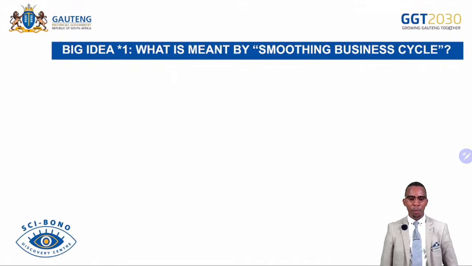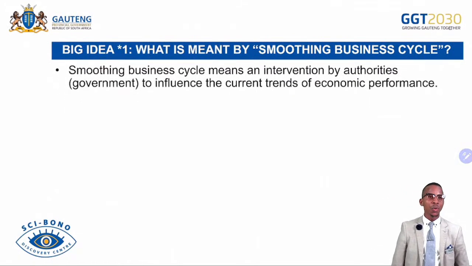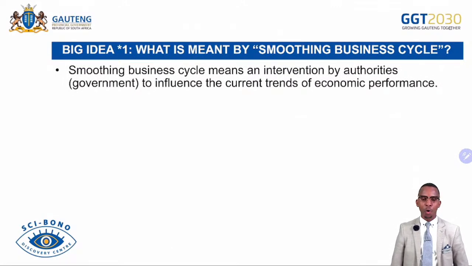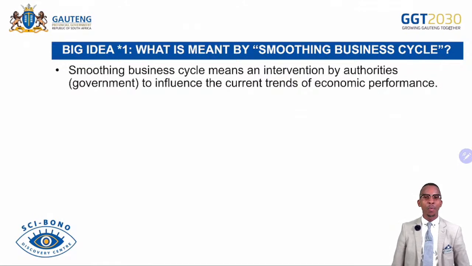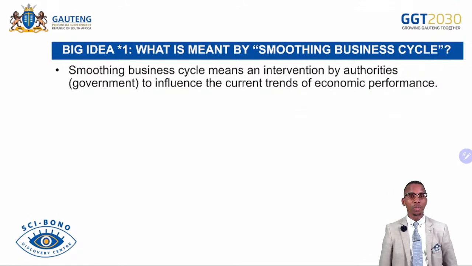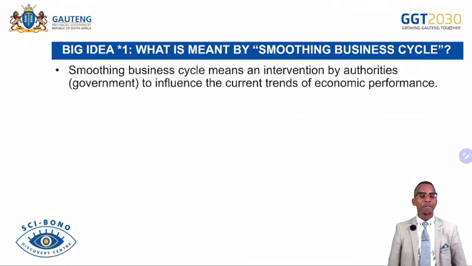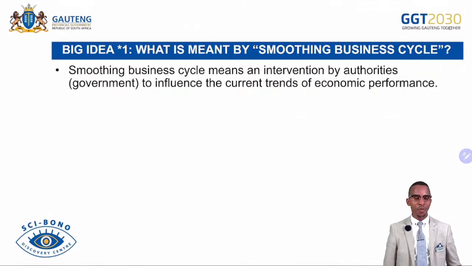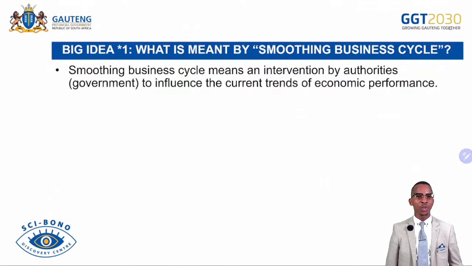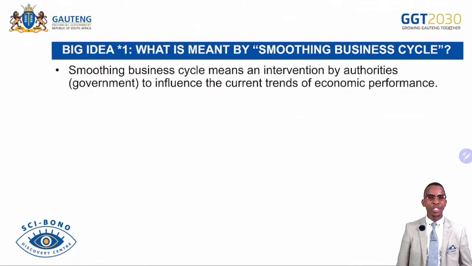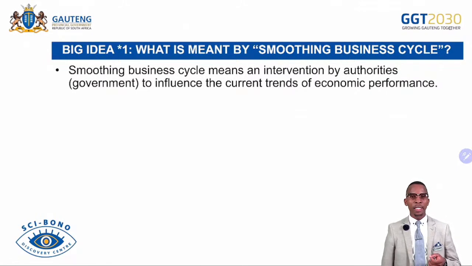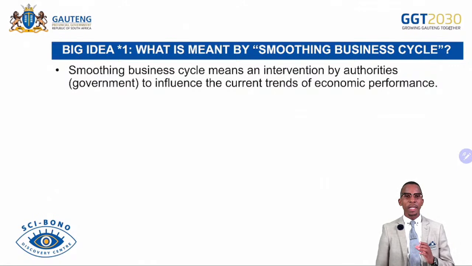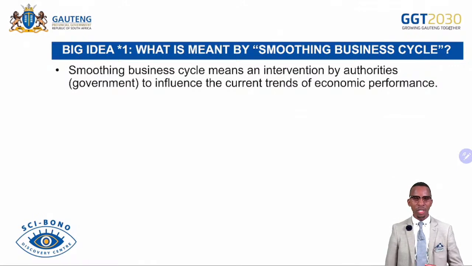So bigger idea number 1: what is meant by smoothing the business cycle? Smoothing the business cycle means an intervention by authorities or the government to influence the current economic performance. We know that at times the economy will go up to prosperity, which is too good, but then it comes with inflation and a high level of imports because there is more money chasing few goods. So one must intervene so that inflation can be reduced. The same applies if the economy is facing an economic slump down there in trough or depression. There should be intervention to correct that long downward amplitude so that there can be economic recovery. So we call that smoothing the business cycle.